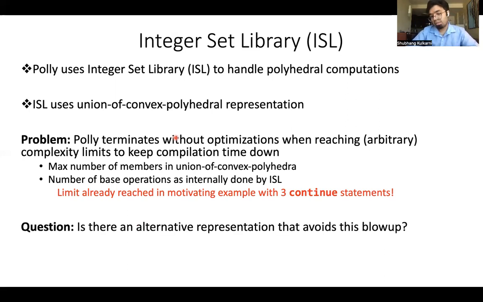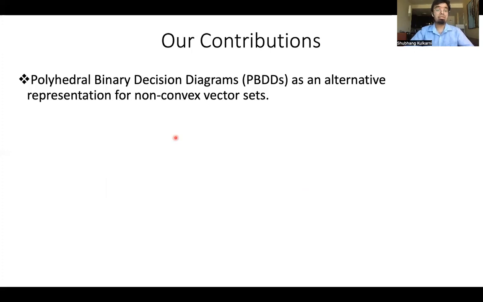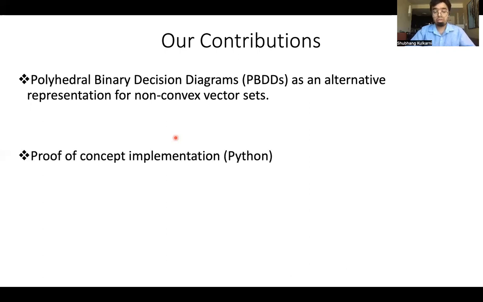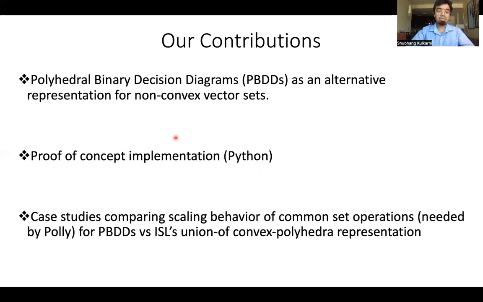So the natural question to ask is, is there an alternative representation that avoids both of these blowups? And our work takes a big step in the yes direction for this question. In particular, we give polyhedral binary decision diagrams as an alternative representation for non-convex vector sets. We give a proof of concept implementation of this data structure in Python. And we give several case studies that compare scaling behavior of common set operations which Poly requires, where the comparison is between our PBDD implementation and ISL's union of convex polyhedra representation.